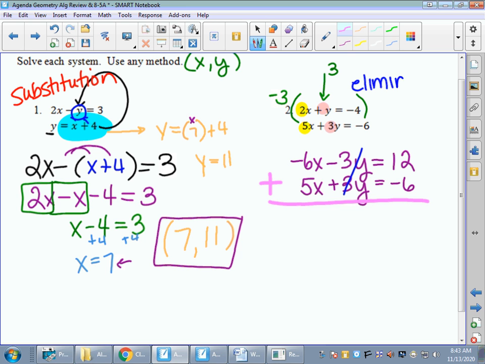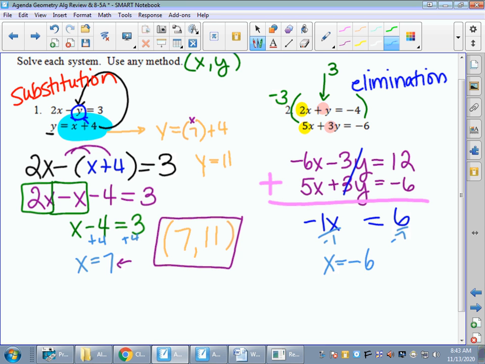We eliminate a variable. Sometimes you have to do a teeny bit of work by multiplying one or both of the equations. You want the same coefficient for one of your variables, it doesn't matter which one, with an opposite sign. So my 3y's, positive and negative, cancel out. Negative 6x plus 5x is negative 1x. Bring my equal sign down, equals 6. Divide both sides by negative 1, and I get x equals negative 6.